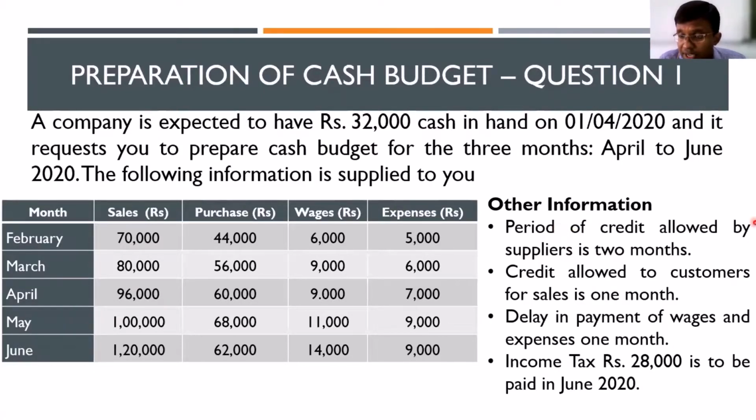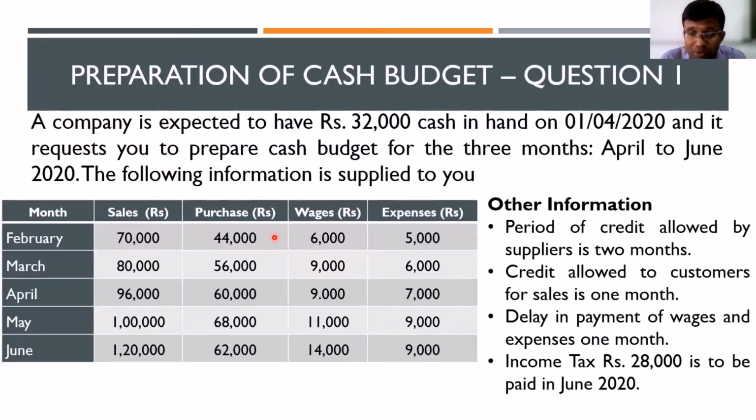So for example, period of credit allowed by suppliers is 2 months. What does that mean? If you have carried out a purchase this month, the payment is going to be settled after 2 months. Which means in the month of April, you will be talking about the purchases that you have made in February. In February, you had made a purchase of 44,000, but you're not settling the payment immediately. You're settling after 2 months.